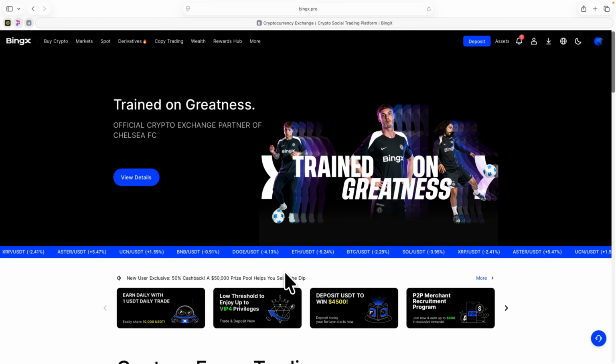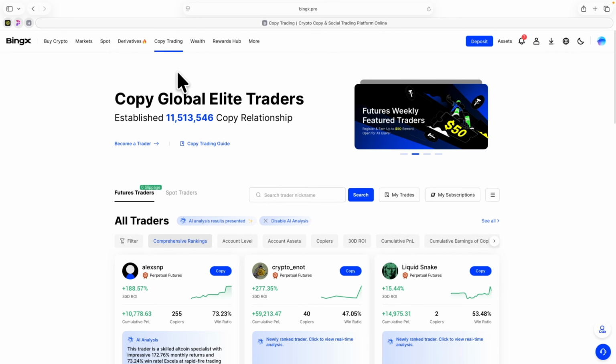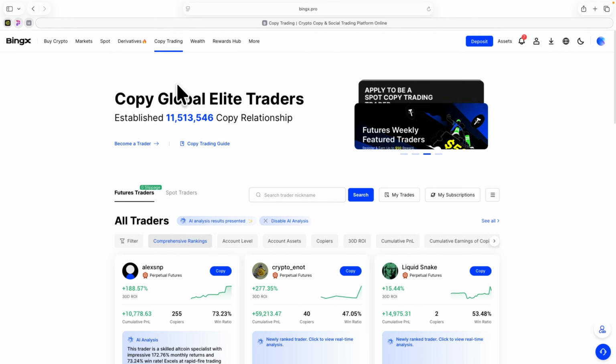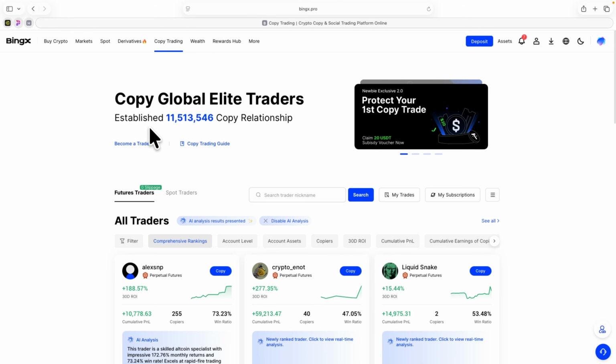Now let's go straight to the point. As you can see right here on the screen, this is the home page of the BingX platform. To go to the copy trading page, you come here to the top where you have the menu bar and you click on copy trading. You can see it right here: copy trading, leaderboard, elite traders recruitment. You can go ahead and click on copy trading here to start copying a trader to make money. So I'll click on it right there. And you can see right here on the screen, this is the copy trading page on BingX. It says copy global elite traders, established 11.5 million copy relationships.